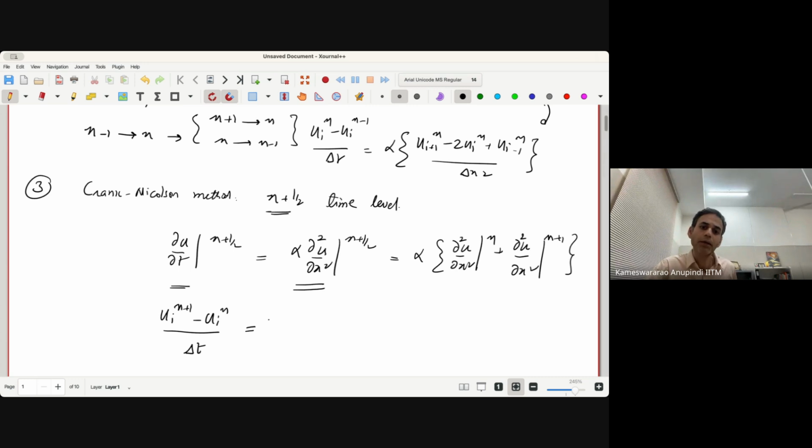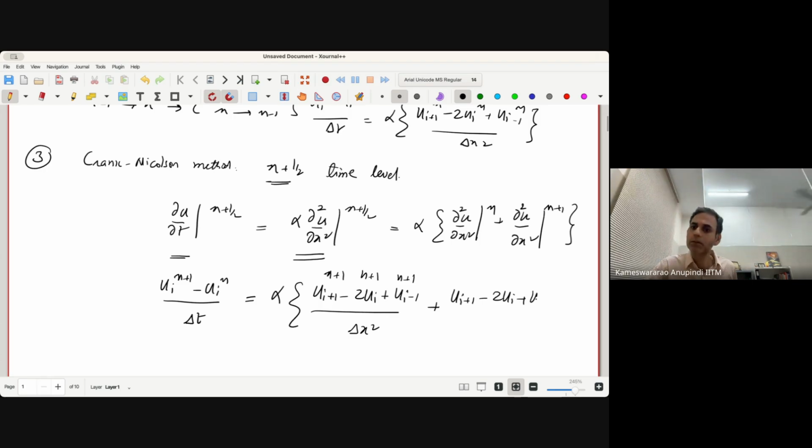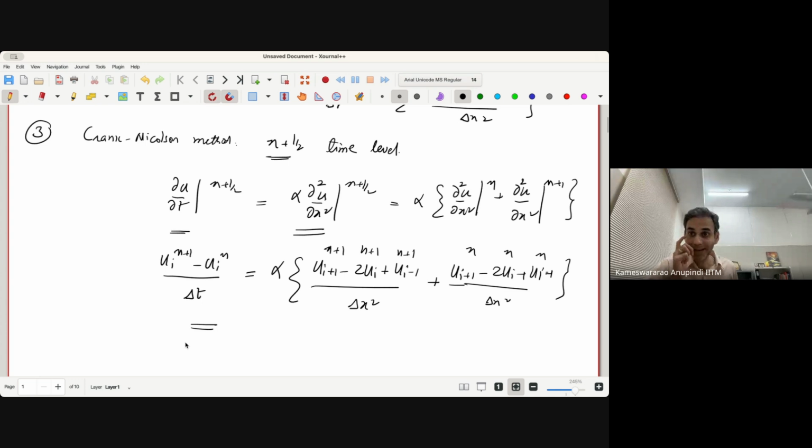Right? That's what we're going to write. That means this is going to give us alpha times (u_{i+1} - 2u_i + u_{i-1}) divided by delta x squared, evaluated at n+1, plus (u_{i+1} - 2u_i + u_{i-1}) divided by delta x squared, evaluated at n. Okay, so that is your discretization for the Crank-Nicolson scheme.